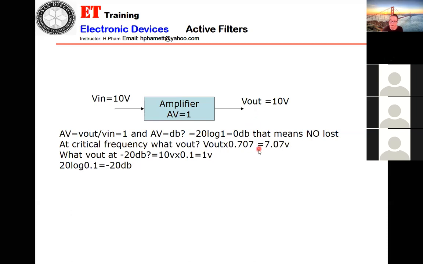If they say they wanted minus 20 dB, that means 20 dB is 0.1. You take your 0.1 times 10 volt, you get 1 volt. And now if they say I want minus 40 dB, that means 40 dB will be 0.01. Okay, and so on.